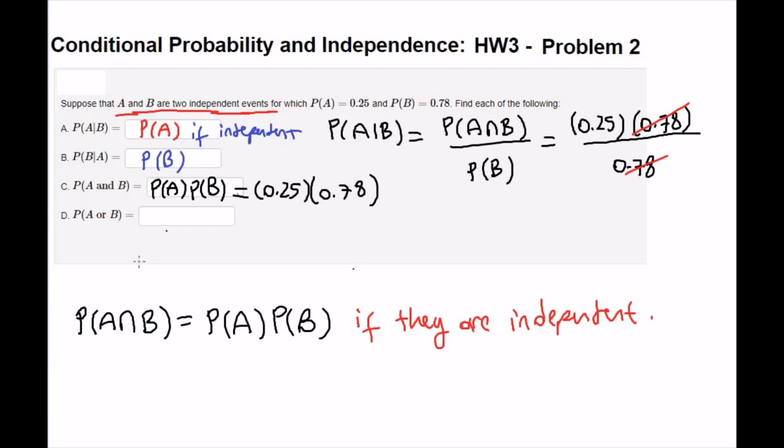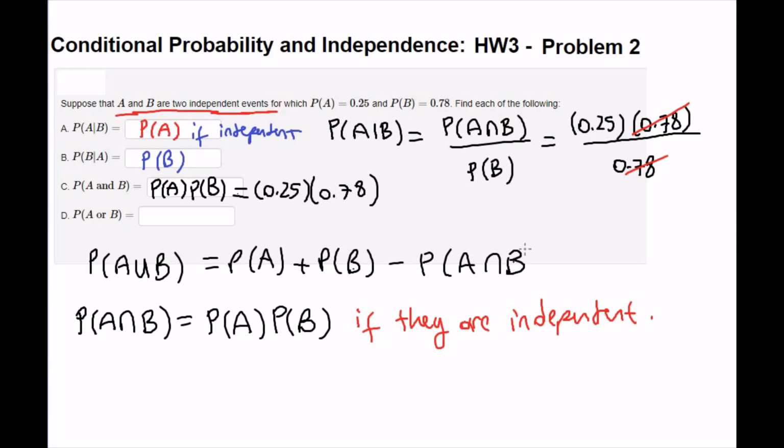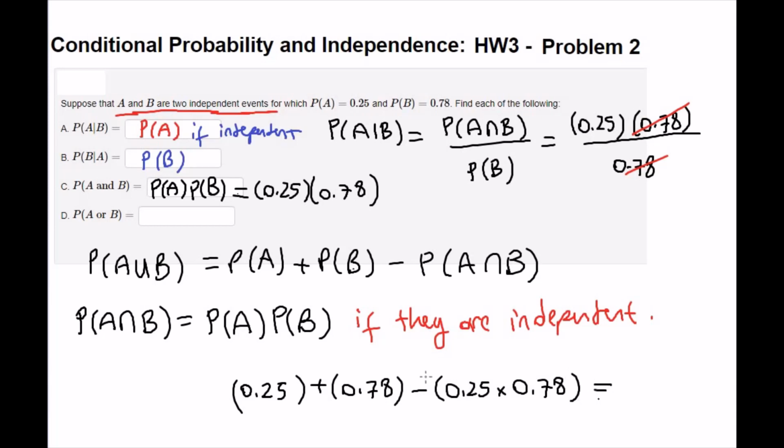And probability of A or B, in general, the union by definition is probability of A plus probability of B minus their intersection, because we don't want to overcount. So probability of A is 0.25, probability of B is 0.78, and their intersection is 0.25 times 0.78. So whatever the value here will be the answer here. Or you can directly write down this.